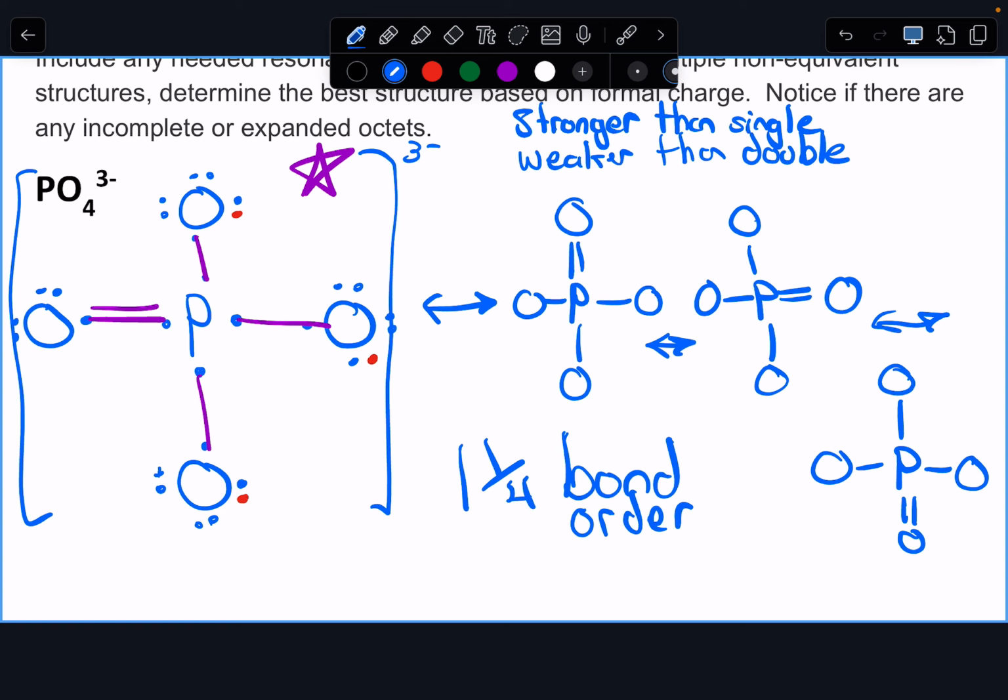In fact, the one that I erased where they were all single bonds is a good way to verify that it was not accurate, because we know what a PO single bond should look like, and the PO bond in phosphate does not look like that. It does not look like a single bond. It looks like 1 and 1/4 bonds. So it's a good validation for this being the most accurate Lewis structure.